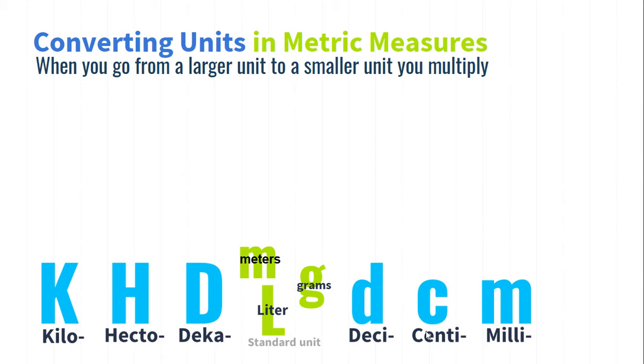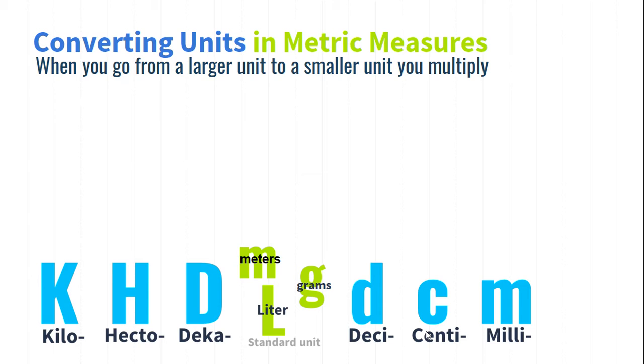When converting units in metric measures, when we're going from a larger unit to a smaller unit, we're going to multiply. The reason for that is we have more little units inside each one of our big units. Our biggest unit that we talk about in 5th grade math is kilo. I'm going to just say the prefix instead of following them by one of our standard units, because meters, grams, liters, they all work the same.